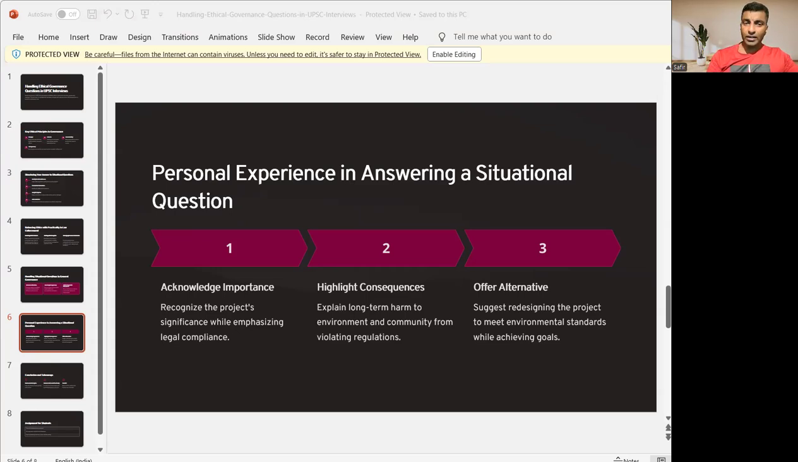Now, see here, what you did is you are balancing ethical principles with a practical solution. So with this, I was able to demonstrate that I could make decisions that upheld the law and protected public welfare, even in challenging situations. Perfect. So that's about this.